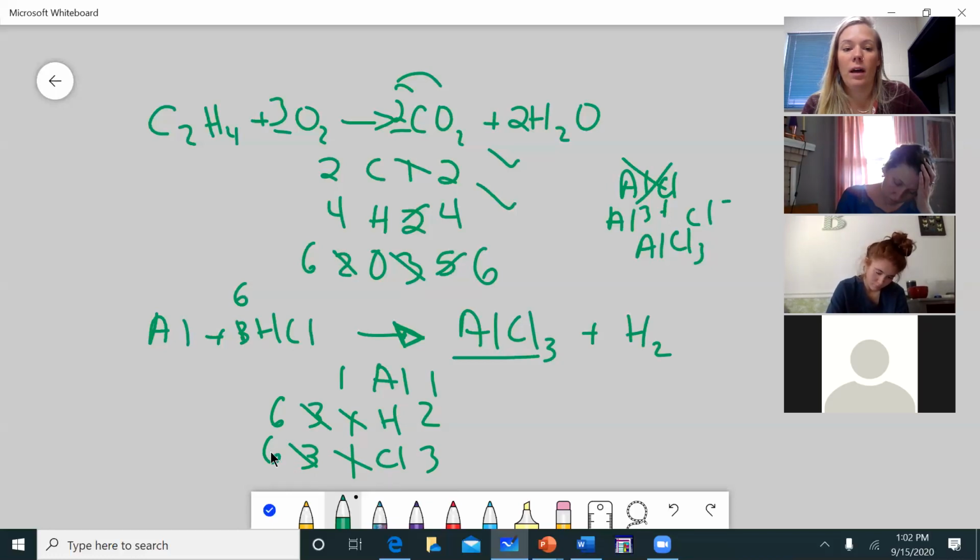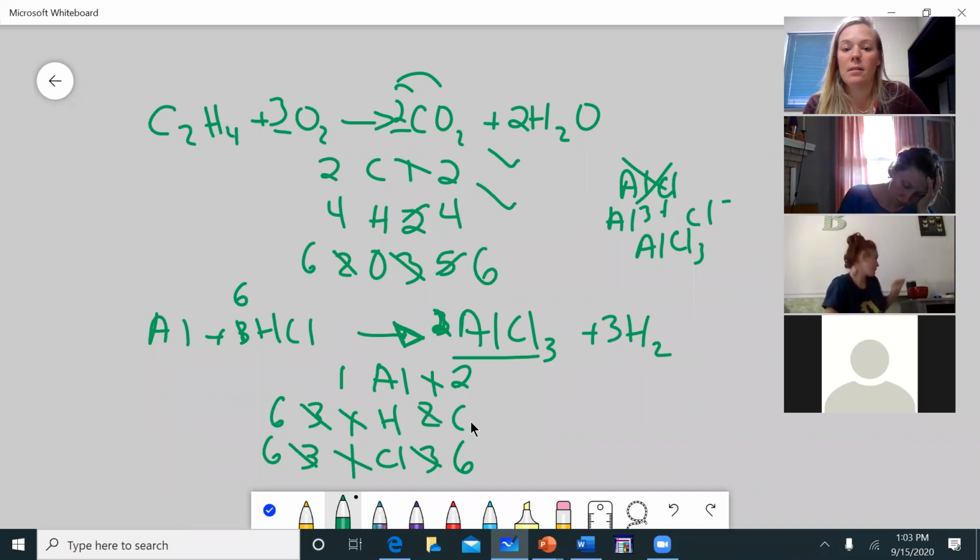If I go over to this side, chlorine now is 3 on this side, 6 on this side. So I can put a 2 in front of here. That will give me 2 aluminums. It will give me 6 chlorines. I have to balance out hydrogen. So I've got 6 here and I've got 2 here. I'm going to put a 3 there. That'll give me 6. And then aluminum, I can put a 2 over there to finish it up.